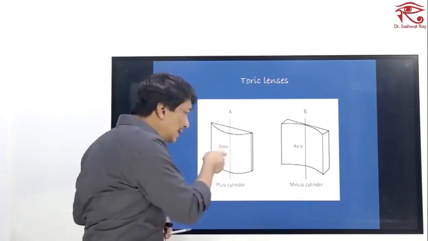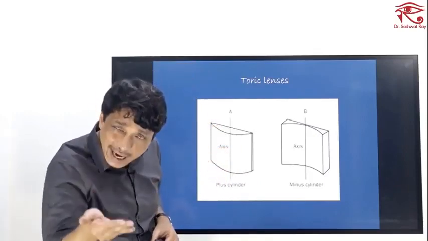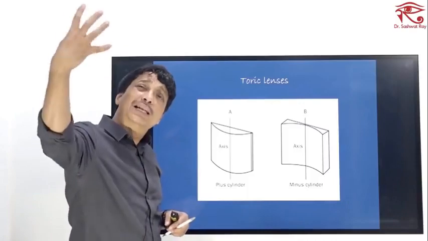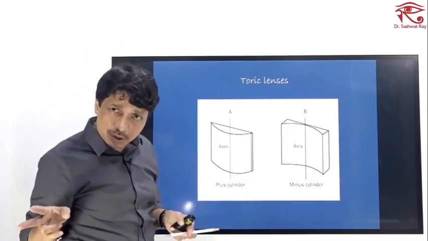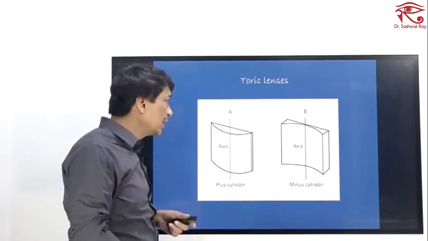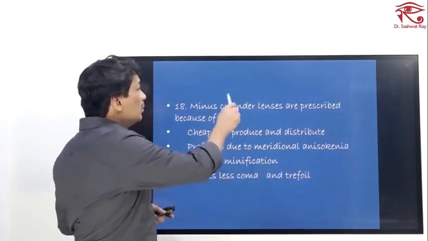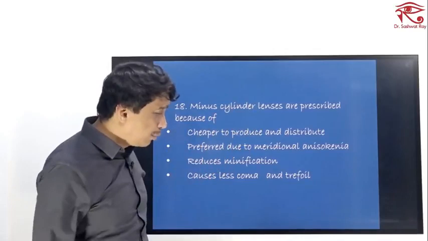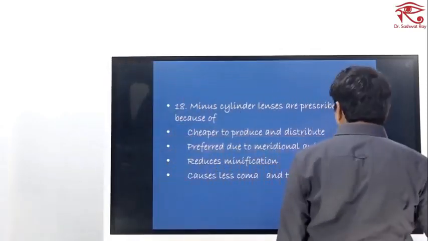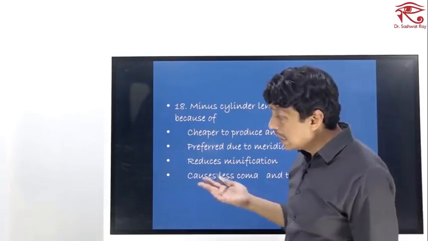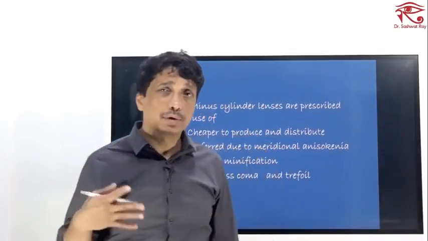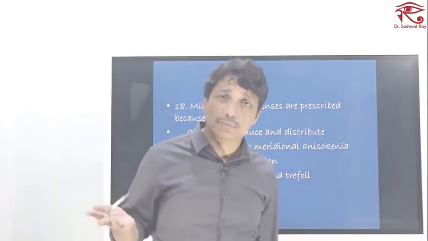But because with plus cylinders the cylinder is ground on the anterior surface of the lens, the light will hit the anterior surface, which is a cylinder, and cause more distortion. This is called meridional aniseikonia, and that is why it is a well-known fact that cylinders are prescribed in a minus form. You can write in either form, but finally it is transposed to a minus form because the patients are more comfortable.